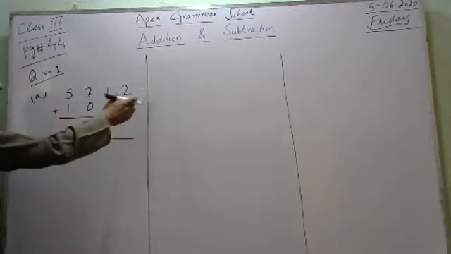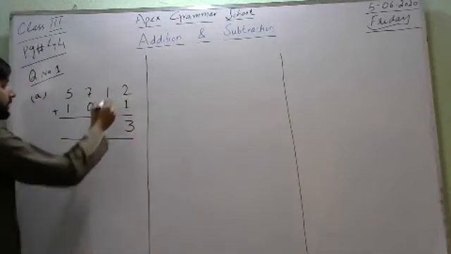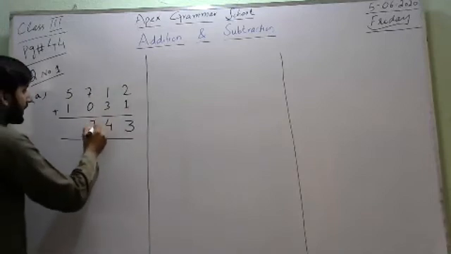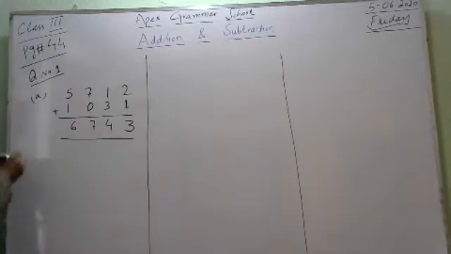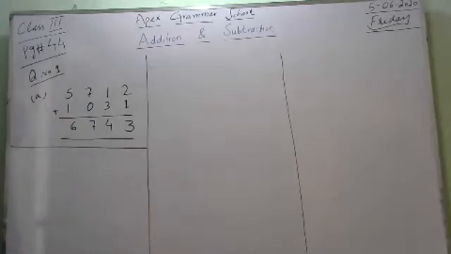From extreme right side, we will start our addition. 2 plus 1, this is 3. 3 plus 1, this is 4. 7 plus 0, this is 7. And last 5 plus 1, this is 6. This is A part of question number 1, page number 44.